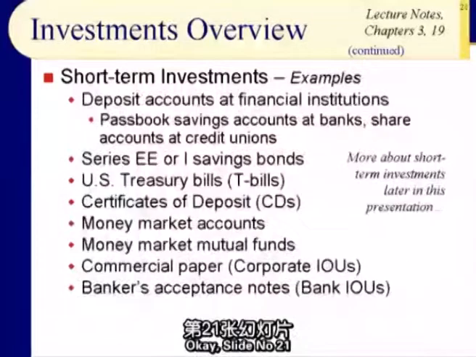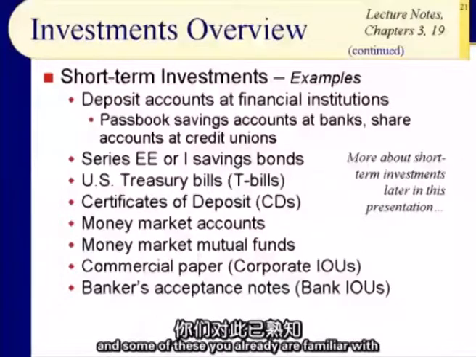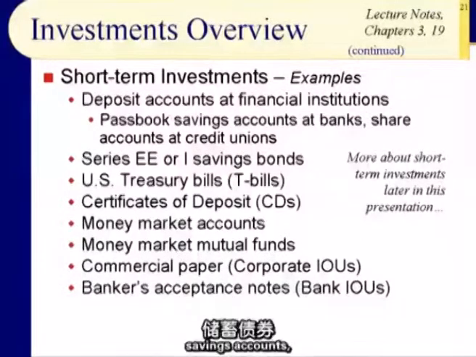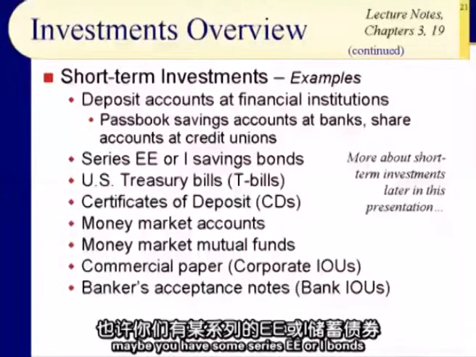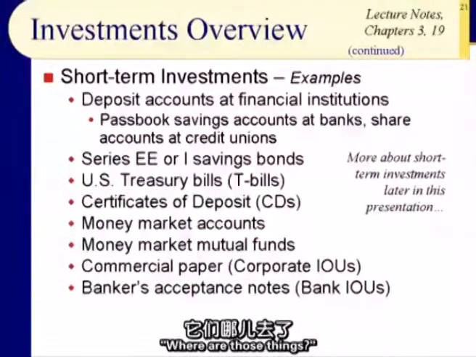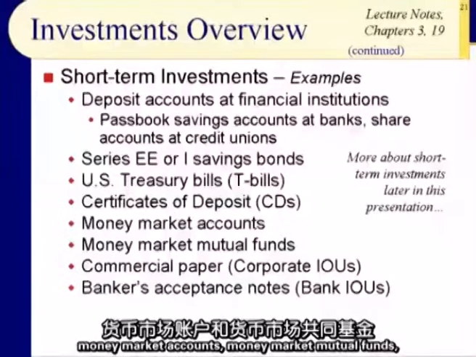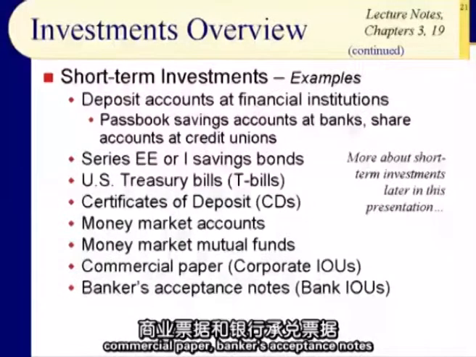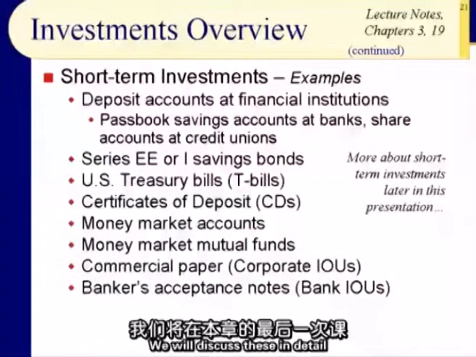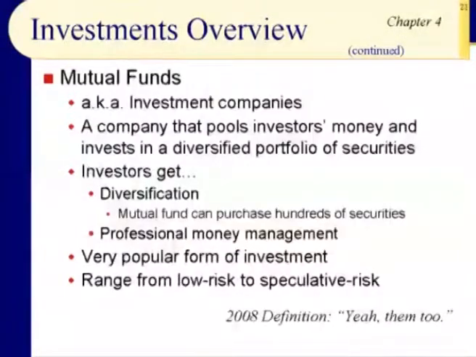Okay, slide number 21. Here's some examples of short-term investments, and some of these you already are familiar with. Savings accounts, maybe you have some Series EE or I bonds that were given to you as a child. Where are those things? Use them now. Treasury bills, certificates of deposit, money market accounts, money market mutual funds, commercial papers, bankers acceptance notes. We will discuss these in detail in the last session of this chapter. All right, slide number 4.